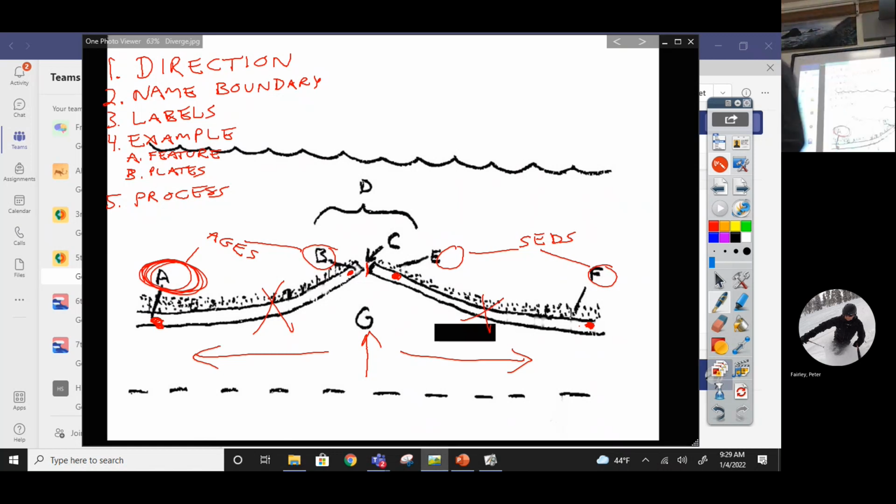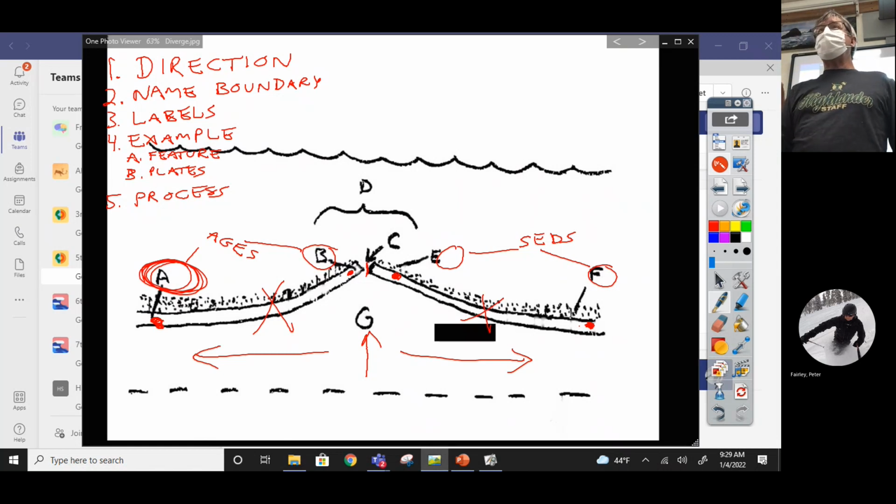Simple, just name the ocean that it's in. The Mid-Atlantic Ridge. So for number 4A, one really good example is the Mid-Atlantic Ridge. Now name the plates that are moving apart. Which plates are moving apart there? The South American plate is moving apart from the African plate.